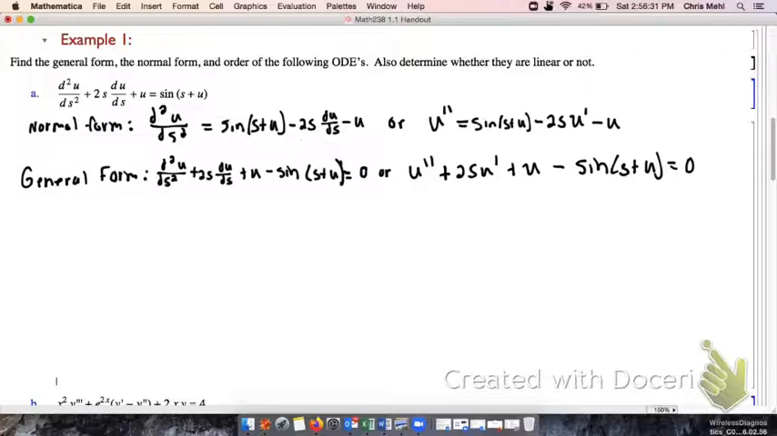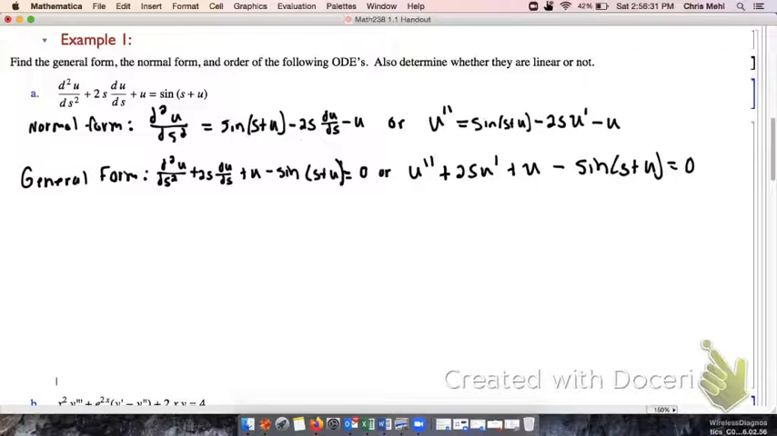And so notice that the dependent variable u that appears, you don't know that. You don't know what u is as a function of s. The goal is to figure out what function u is. So a differential equation is just some equation in terms of the independent variable, in this case s, the dependent variable, in this case u, and then possibly its derivatives, in this case u prime and u double prime. So that was the first thing, finding general form and normal form.